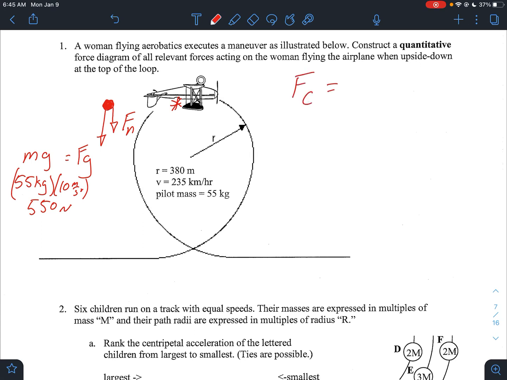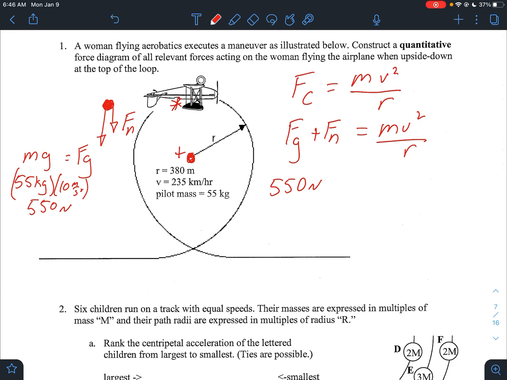Where centripetal force, or the net force for circles, is mv squared over r. Our centripetal force is made up of two forces, force due to gravity and normal force. And I'm going to call down positive, that way I don't have to worry about any other sign. So if I call down, or towards the center of my circle, positive, then everything is positive. So I have the weight of my passenger. I'm going to solve for my normal force.